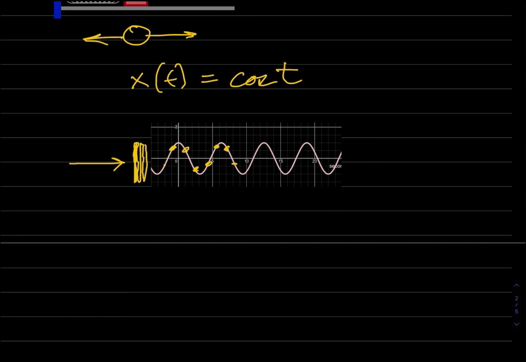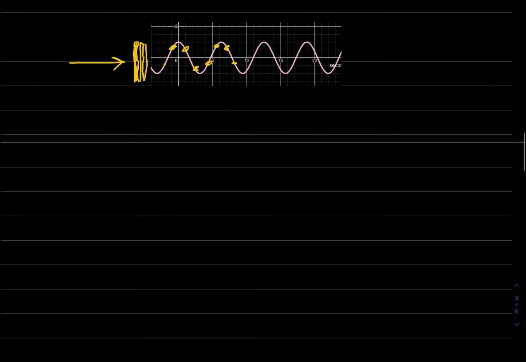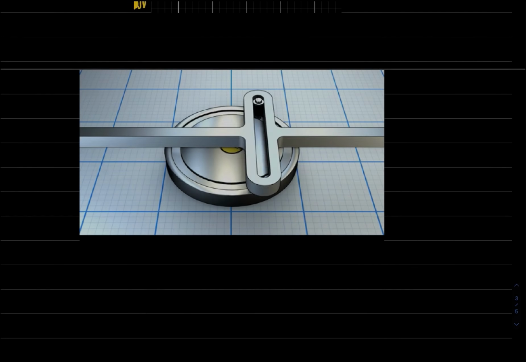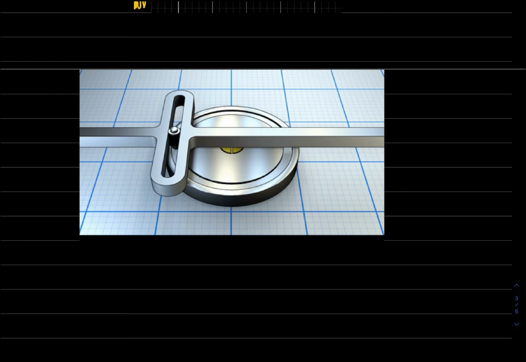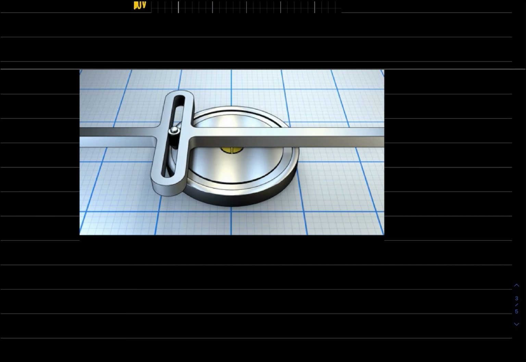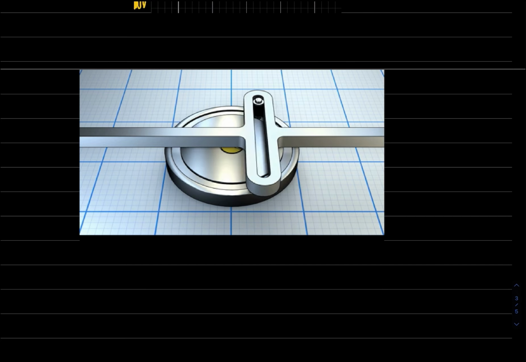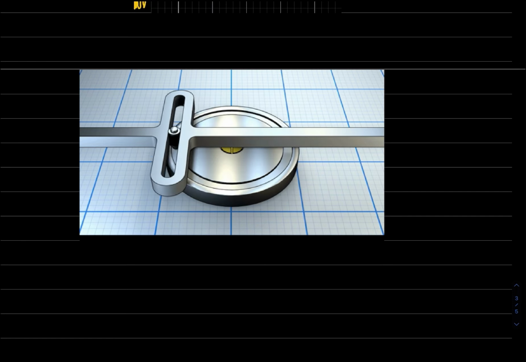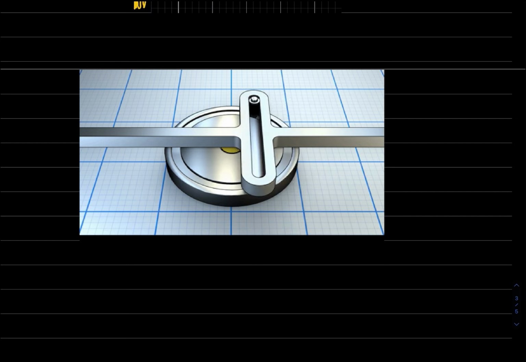Or even better, let's look at something called a Scotch yoke. This is what we call a Scotch yoke. You can see the post going around in a circle, and the guide is going back and forth along the x-axis, back and forth, exactly as you would expect the block to move on the spring. And this is what we call simple harmonic motion.